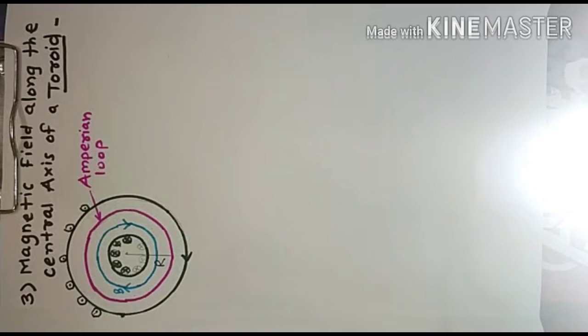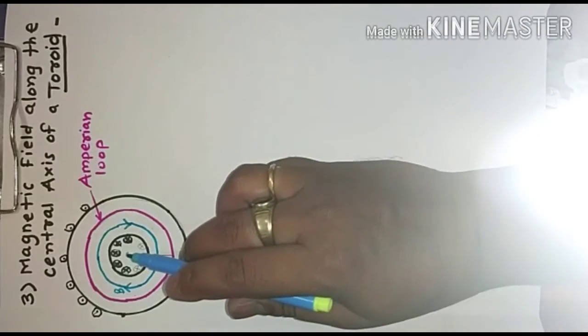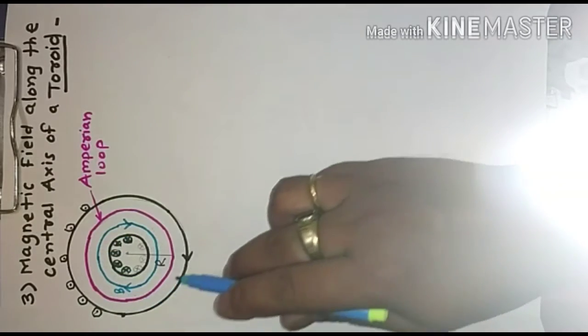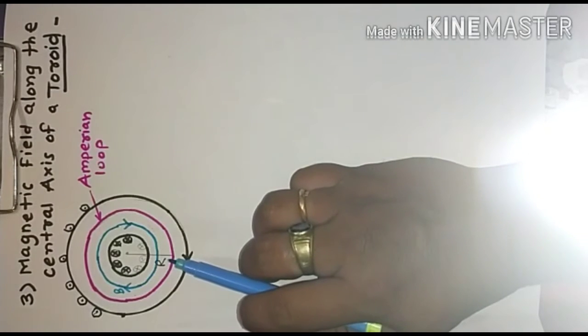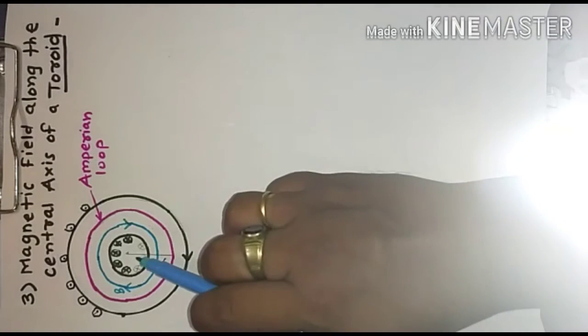Third application of the Ampere's law is to determine the magnetic field along the central axis of the toroid. Toroid is nothing but a solenoid of finite length bent into a hollow circular tube like structure, similar to the rubber tube inside the tires of a vehicle. Figure shows the schematic diagram or the cross section of the toroid. By applying the Ampere's law and considering the symmetry of the structure of the toroid, we can obtain the magnetic field along the axis of the toroid.